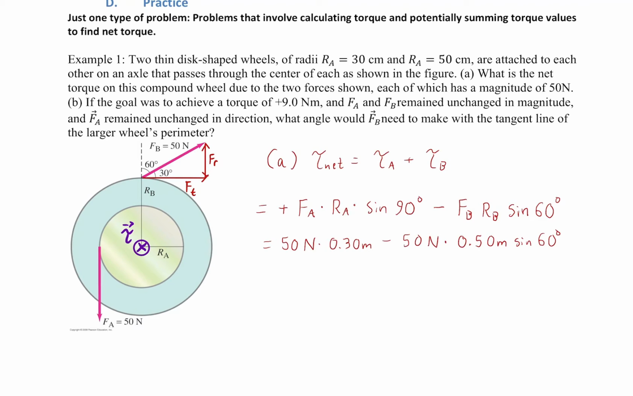All right, so we plug in our numbers that we haven't yet. So 50, 30 centimeters, 50 and 50 centimeters, because this is on the bigger radius, RB. All right, and then we get negative 6.65, okay? So that's telling us that our torque is actually going to be in the negative direction. This force does win out, okay? So our torque is primarily in the negative direction, okay?